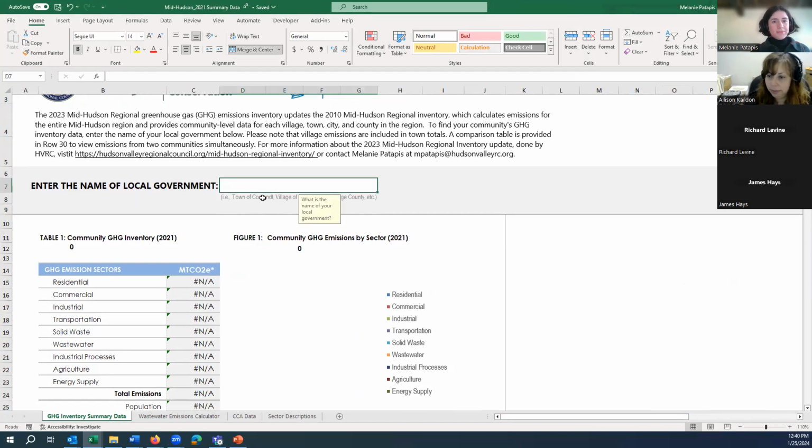get your data. So Allison, you're the only one I can see right now, so I'm going to do Orange Town. And to note, you have to include town of, village of, or city of when you're inputting your municipality. It will not populate if you just put Orange Town.